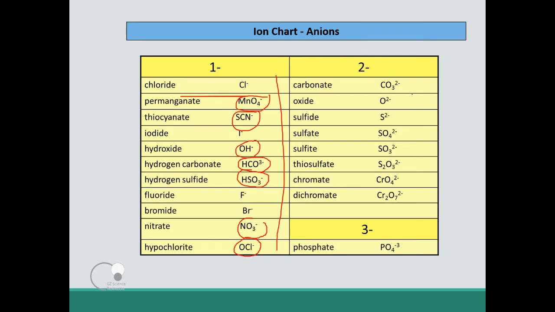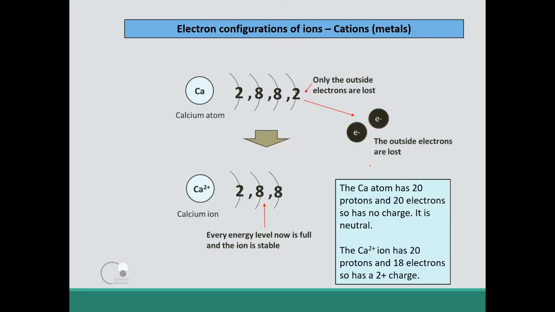And these ones have a charge of -2. So we've got carbonate, oxide, sulfide, and if it's got an oxygen in it, it's going to have an 'ate' name in it. So we've got sulfate, sulfite, which is only 3 oxygens, thiosulfate, chromate, dichromate. And this one here is the only one you need to know. The -3 is phosphate. So those are the cations and anions you need to be familiar with.